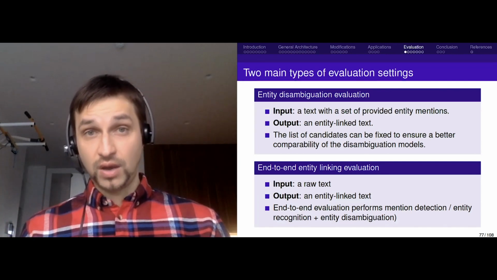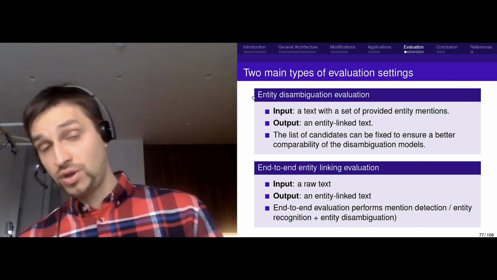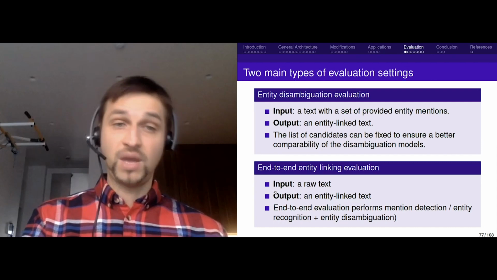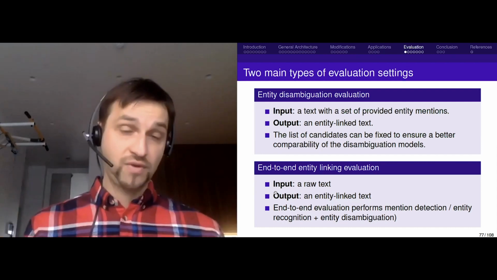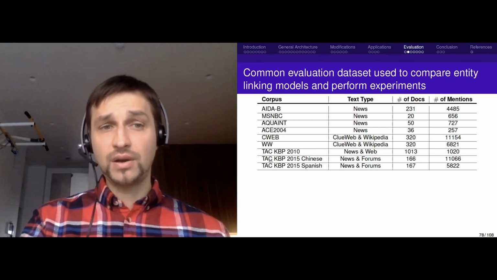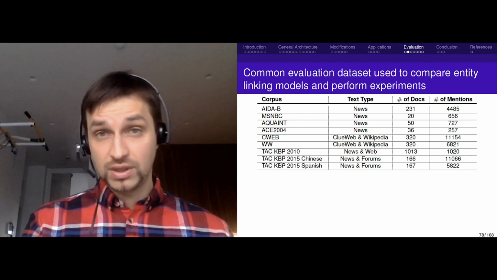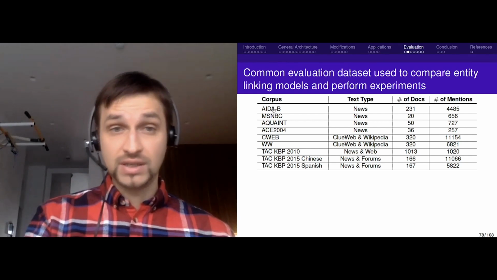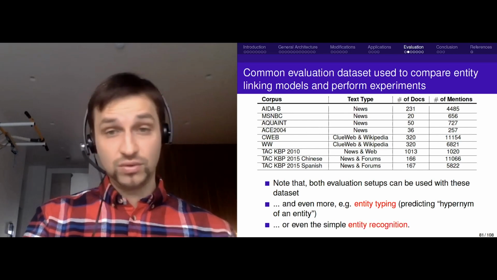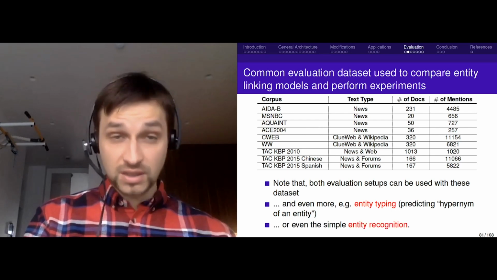Regarding how you can evaluate entity linking, there are two big directions. So this is entity disambiguation: you're given a text with mentions, and you have to link them. And the end-to-end setting, where you just go through text and you have to entity link it. There are a bunch of data sets you can use to do this. The most common is AIDA. And these data sets can be used in various settings, but usually they're used for entity disambiguation.